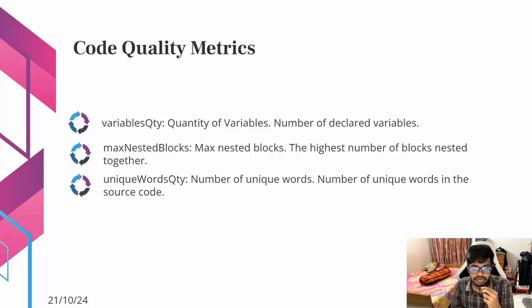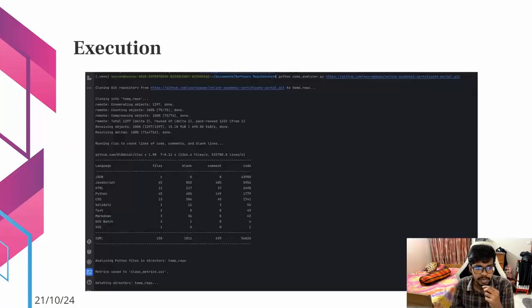And we have also counted the max nested blocks. For example, if in a class there is a function with two nested if blocks, and another function in that class has three nested if blocks, we have counted three, because that is the max nested blocks inside that class. And we have also counted the unique words quantity, the number of unique words present in that class. So that is what we have measured for our model, and these are the metrics we have chosen for this model.